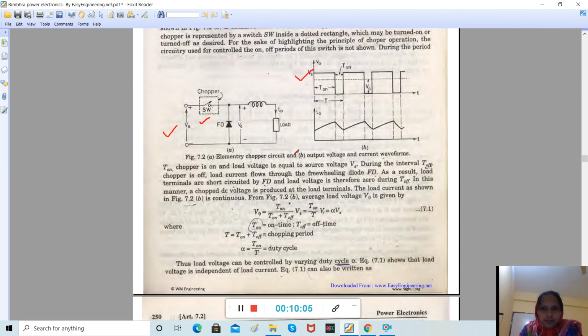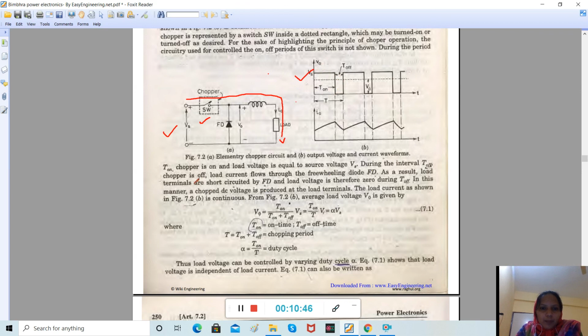See, during the period T on, when the switch is in the on position, the chopper is on. Load voltage is equal to the source voltage. Once the switch is on, current will flow in this path. Clear? This is the path. So when the chopper is on, this is the output voltage waveform you get during the time T on. Here the magnitude is Vs.